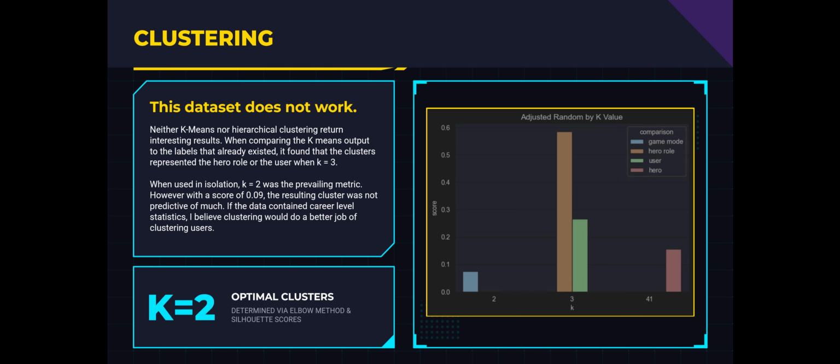With a K of 2, which was our best silhouette score, it only had a score of 0.09, meaning that it just did not do a very good job at splitting out the data.